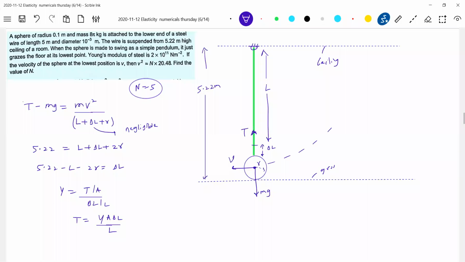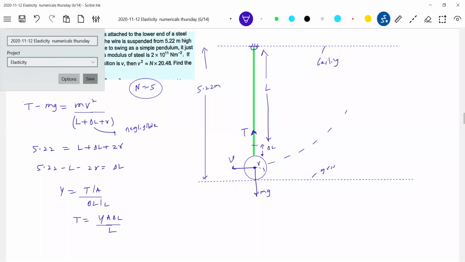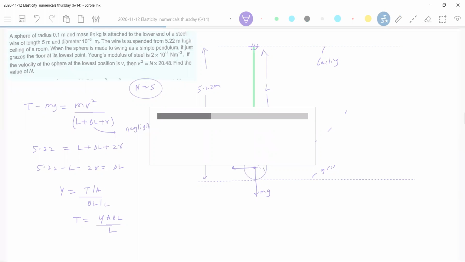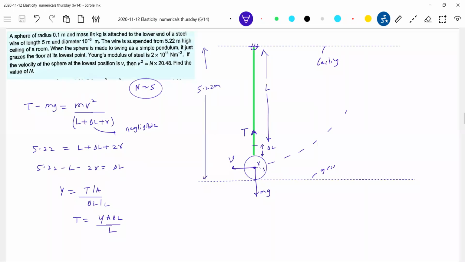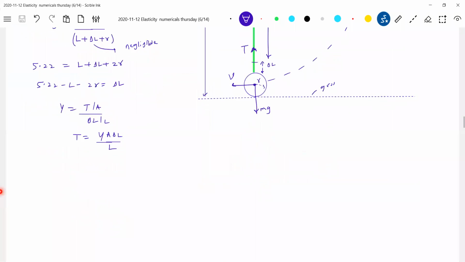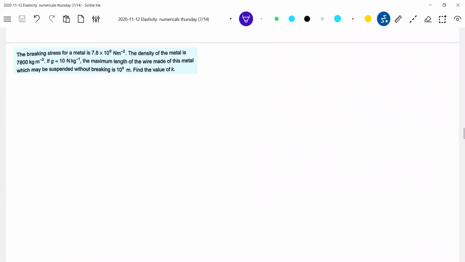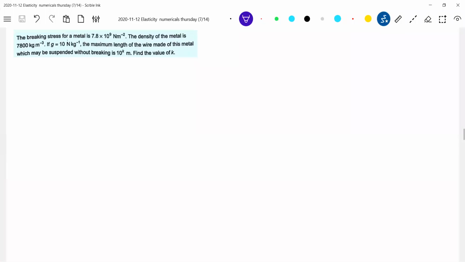Actually, it will swing like this. I think it's a very small idea, no? When the string becomes vertical, it has asked some queries here. I'll go to the next one. And the breaking stress of the metal is.